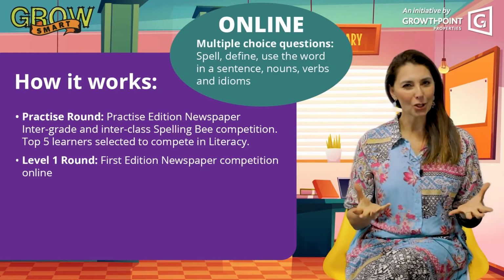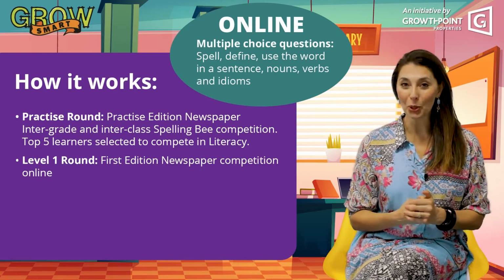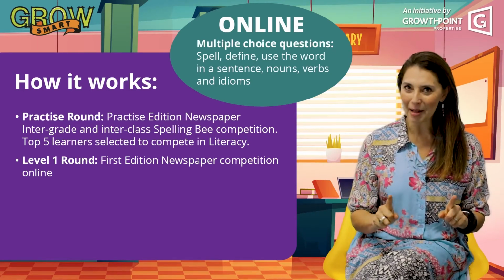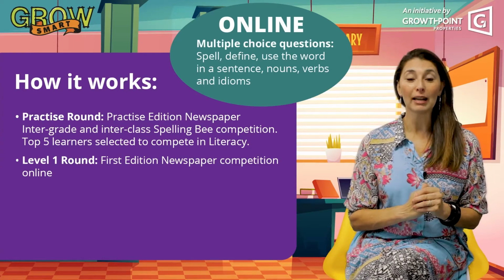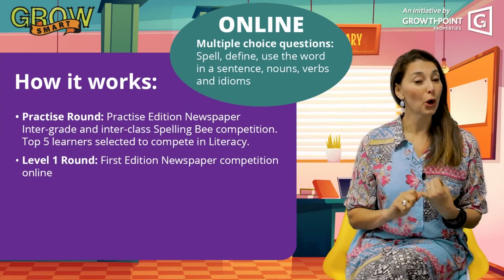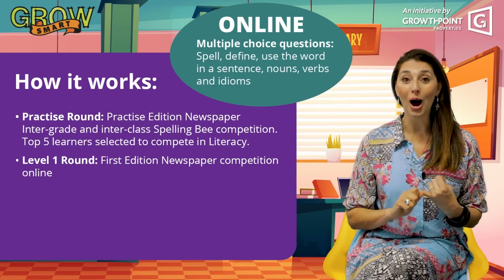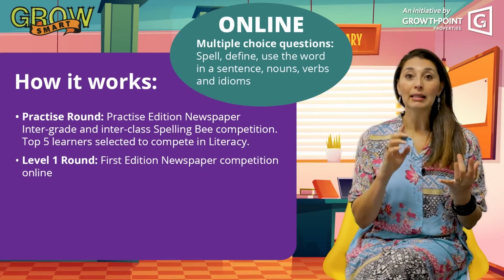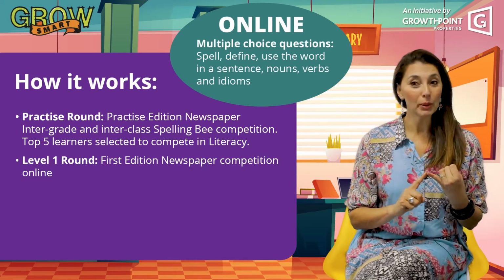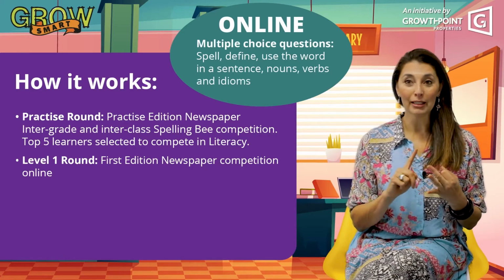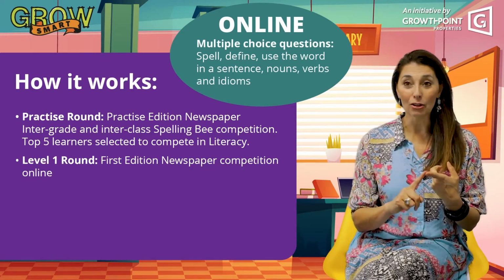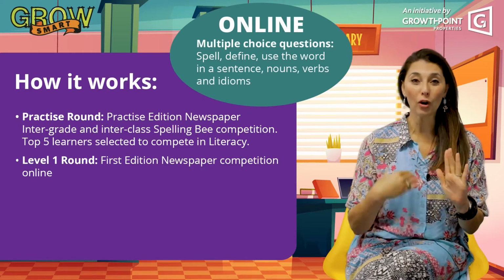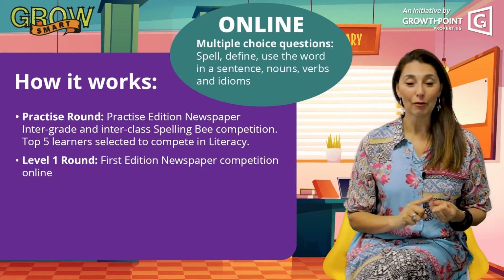And how are we going to ask you this? Well, there are multiple choice questions. So it's not a guessing game. Make sure that you prepare, because you need to have done your dictionary work so that you know how to define the word and that you are spelling it correctly. So, Level 1 is Edition 1. What are we going to ask? Spell, define, use it in a sentence, nouns and verbs, and idioms. You need to be able to cover all of those things for Level 1.